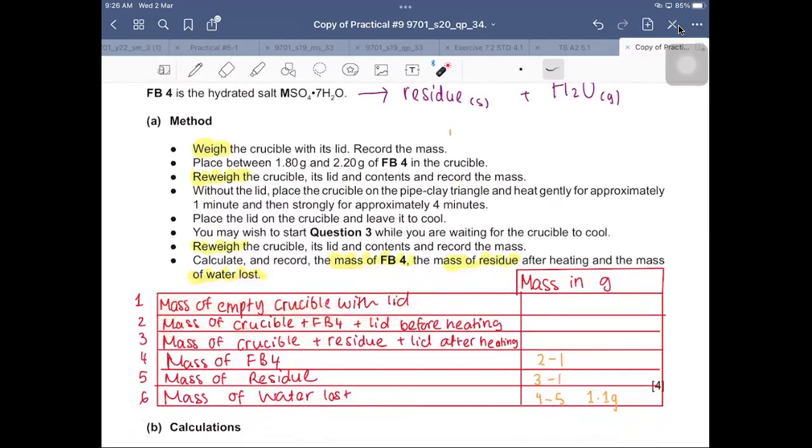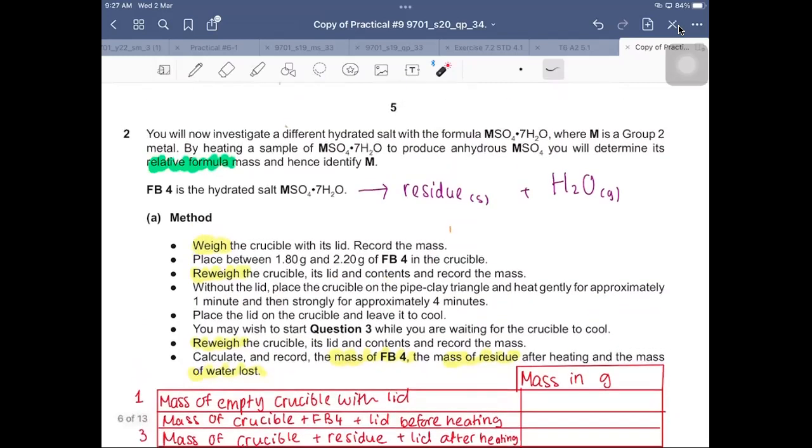Okay, so these are some of the things that some students still struggle to calculate. Okay, mass of residue is the mass of the solid that you want to know that's left in the crucible. So you take 3 minus 1. Okay, and the mass of water loss is your FeSO4 minus your residue.